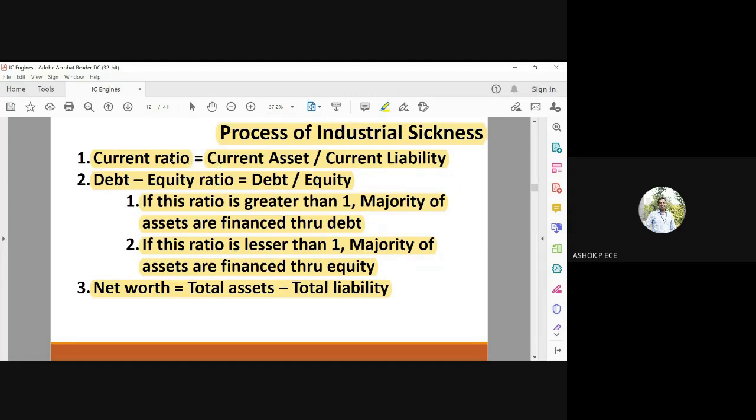The current ratio should be as high as possible, debt equity ratio should be as low as possible, net worth should be highly positive. So those are the numerical values these three terms should possess.